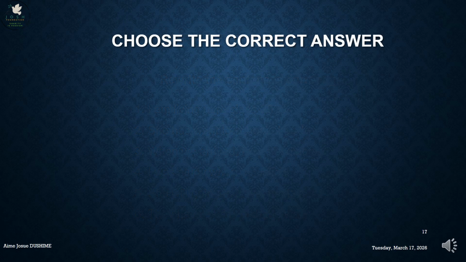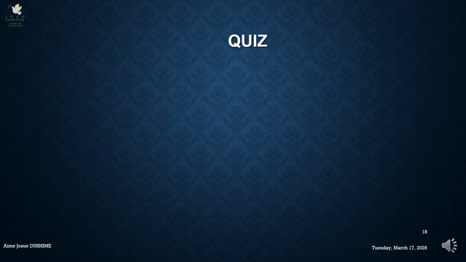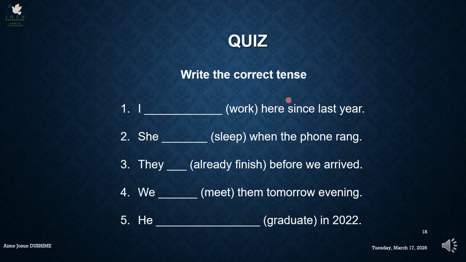Choose the correct answer. I dash dash English for 5 years. When I arrived, she dash dash dinner. Look at the clouds. It dash dash rain. And let's do the quiz. You're going to write the correct tense based on what you have here.